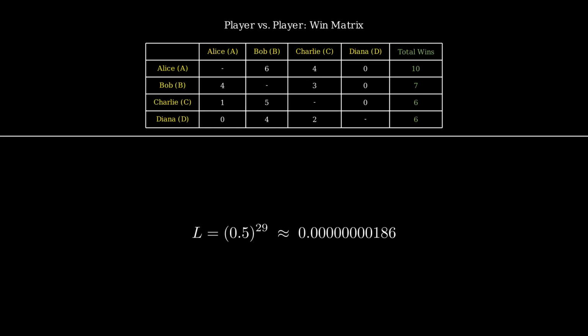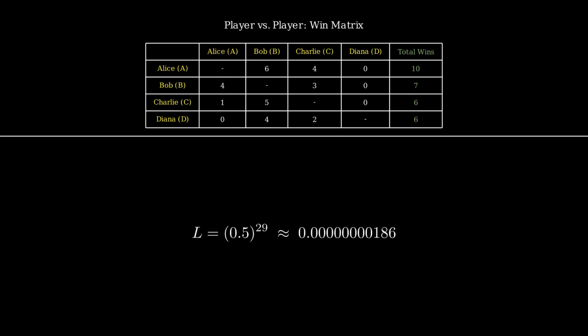Another way to think of it: imagine flipping a coin, where the probability of getting heads is 0.5. The probability of getting heads 5 times in a row is 0.5 to the 5th power, which is 0.03125, about a 3% chance of that happening. Now in this particular example, imagine flipping a coin and getting heads 29 times in a row. Very, very unlikely.